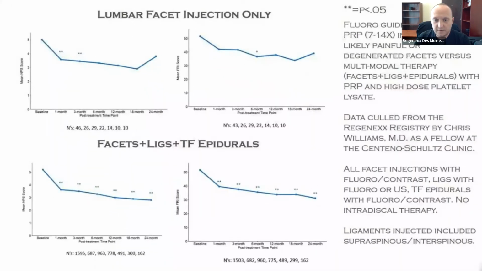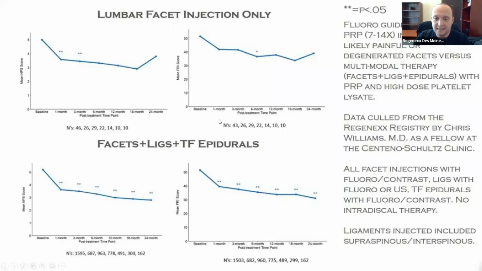So let's look at how the Regenexx approach does for this. This is data collected by Dr. Williams when he did his fellowship at Centeno Schultz. He's now down in Atlanta, and he's a brilliant physician. And so he took a look at the data that we collected in our registry, and he said, well, are there patients that we only treated their back arthritis by treating just in the joint? And there were some.